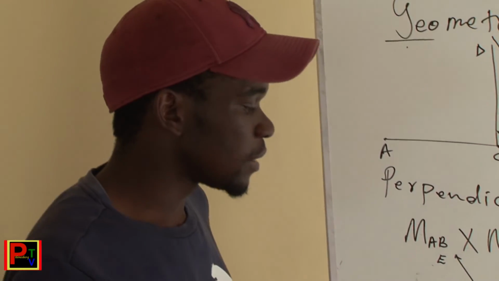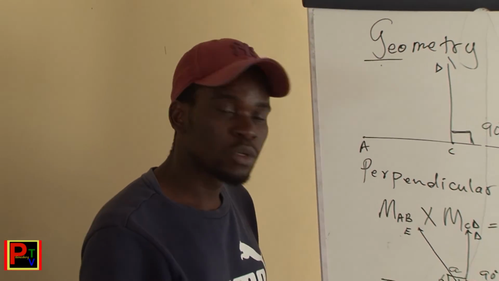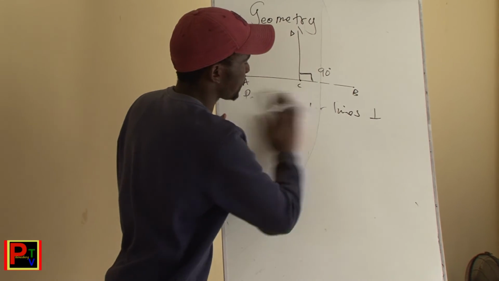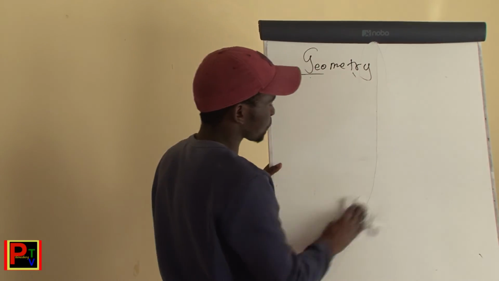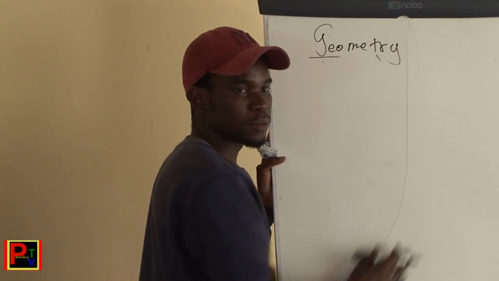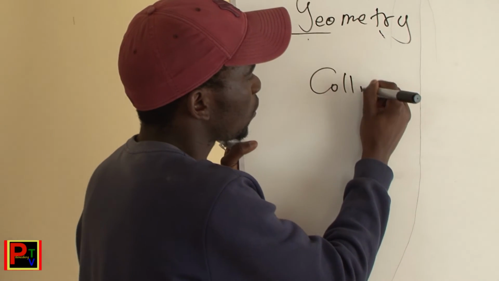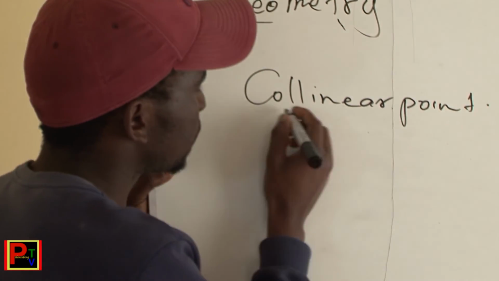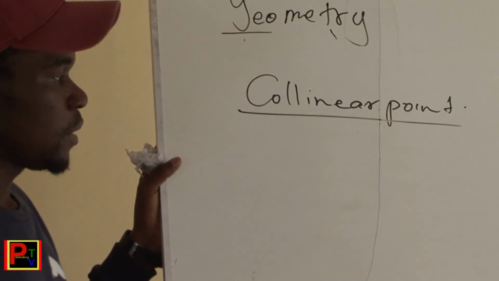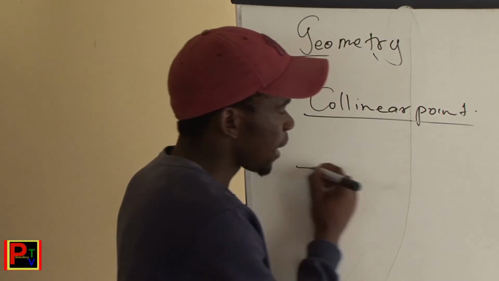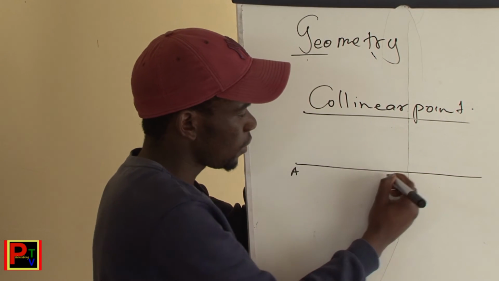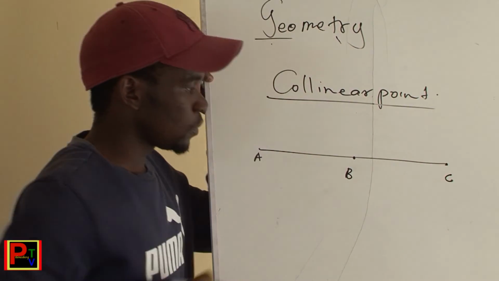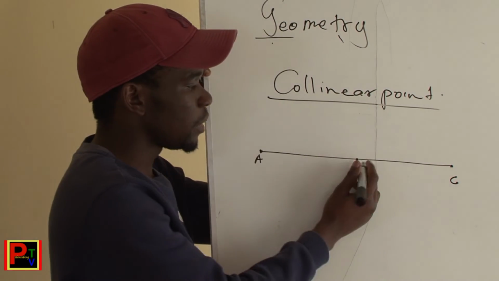If you manage to understand this part, allow me to erase so that we can move to collinear points. Now, if we are given the line segment A, B, C, we are given 3 points, point A, point B, and point C.